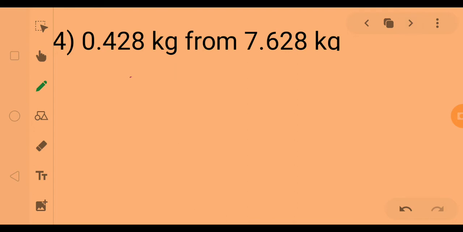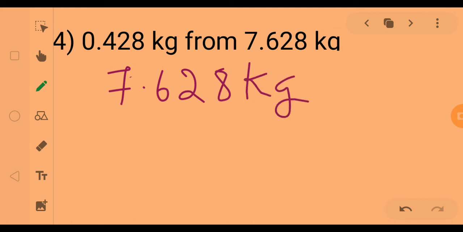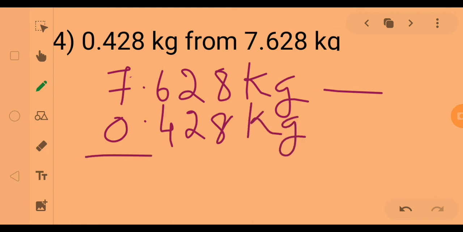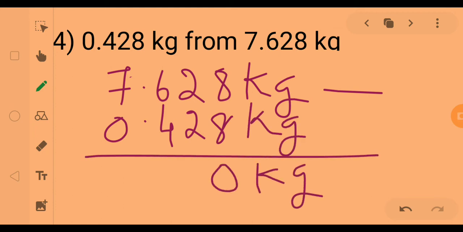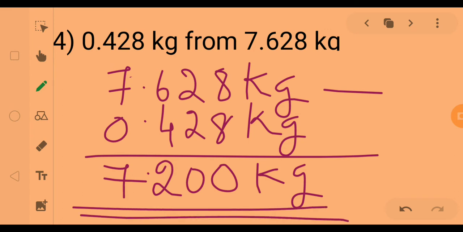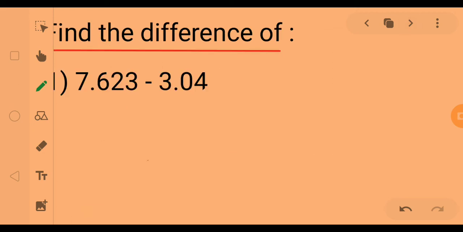Next problem, 0.428 kilogram from 7.628 kilogram. So here from 7.628 kilogram, 0.428 kilogram is subtracted. So first we write 7.628 kilogram minus 0.428 kilogram. Then we subtract. So kilogram, 8 from 8 is 0, 2 from 2 is 0, 4 from 6 is 2, decimal point 7. So the difference is 7.200 kilogram.